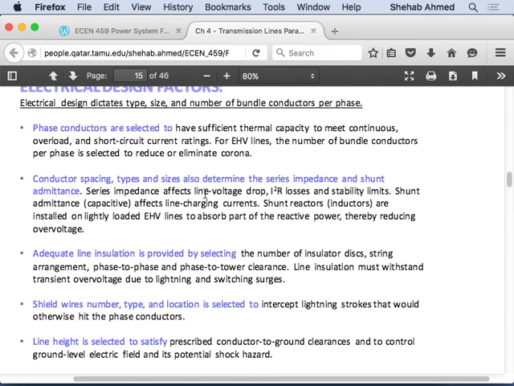What else? Series impedance affects line voltage for certain conductors. And of course, there is the effect of the shunt capacitance that we briefly mentioned. The capacitance is due to the fact that these conductors carry a charge, and they are separated from the tower, which is carrying ground potential. So you have basically two points in space that have different voltage potential and an insulating medium, or dielectric medium, between them, which is a big capacitance here.